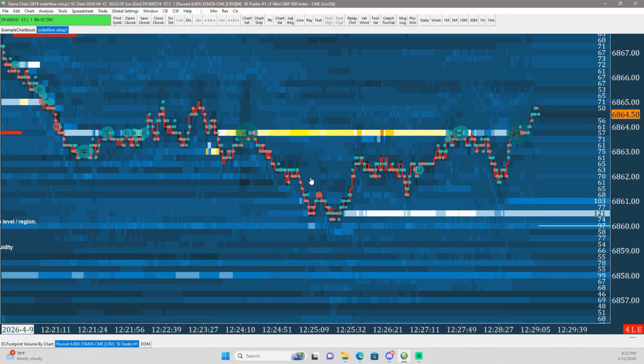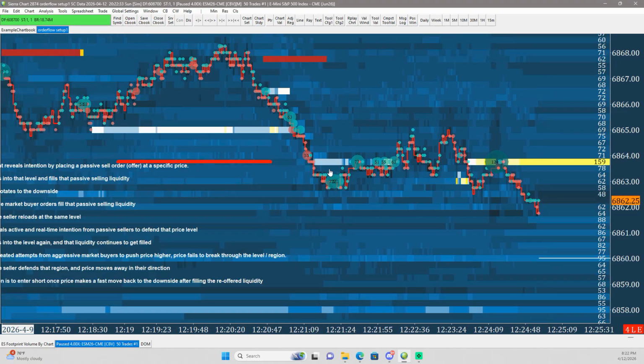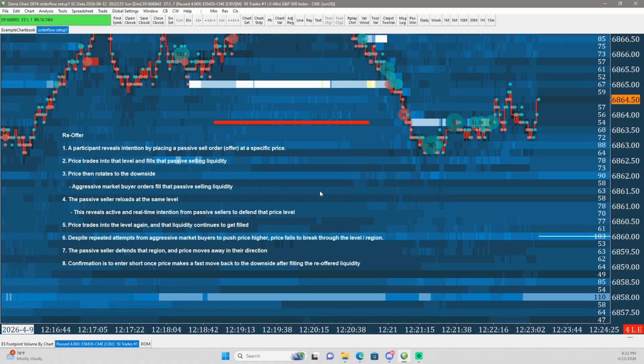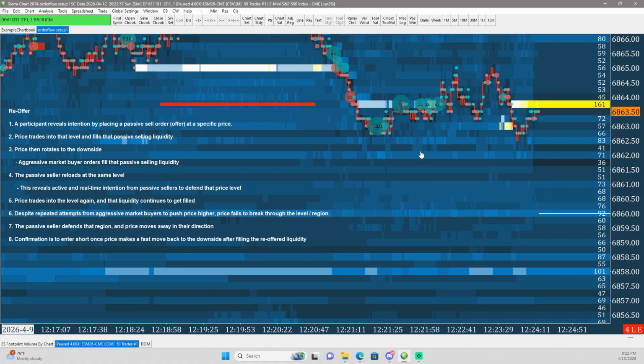There's really no sense in playing this further. You guys understand the gist and the main idea of this setup. Despite repeated attempts from aggressive market buyers to push price higher above 6863.75, price has failed to break through that level or region. The passive seller successfully defends that level or region. Price moves away in our direction, and confirmation is to enter short once price makes a fast move back to the downside after filling the reoffered liquidity.